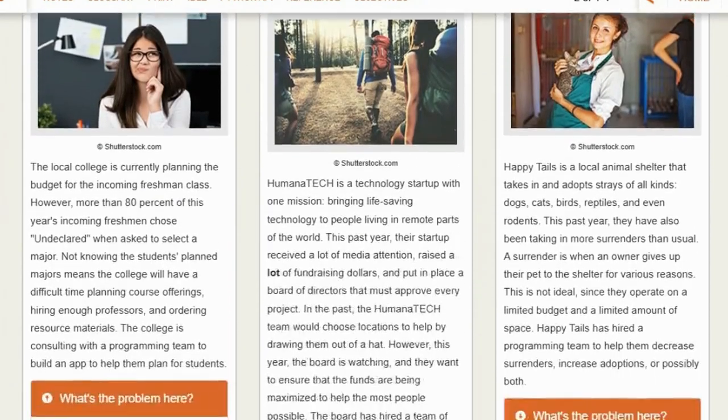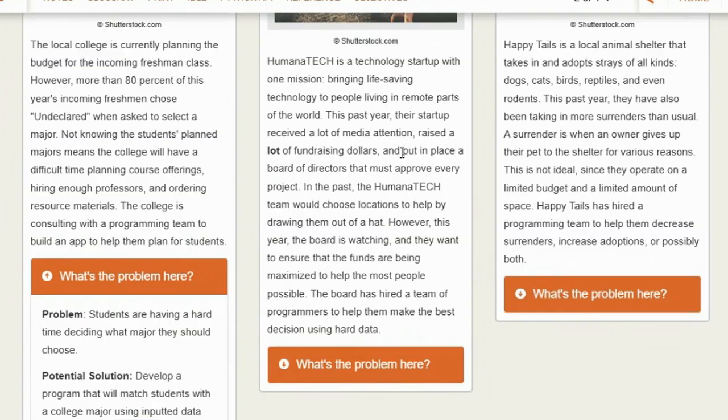Location, location, location. Humanitech is a technology startup with one mission. They want to bring life-saving technology to people living in the remote parts of the world. This past year, their startup received a lot of media attention. Oh, great. So it made the news, raised a lot of fundraising dollars because people are like, what a great cause. I want to give money.